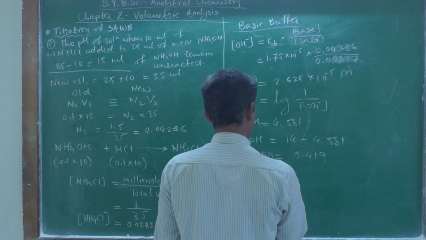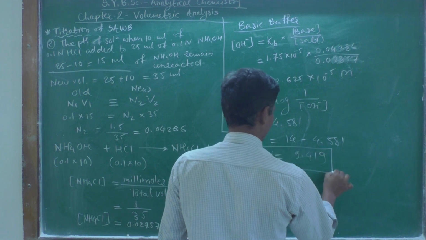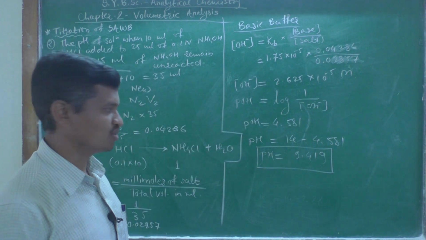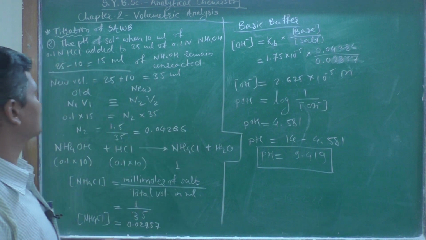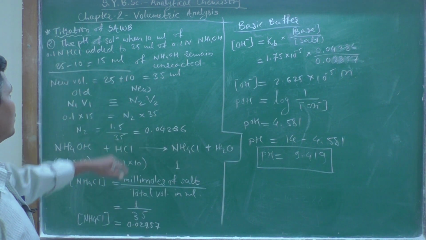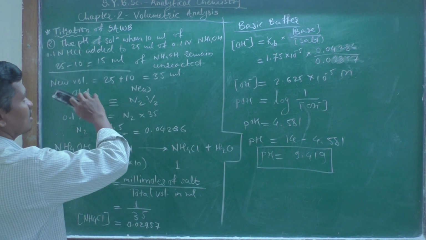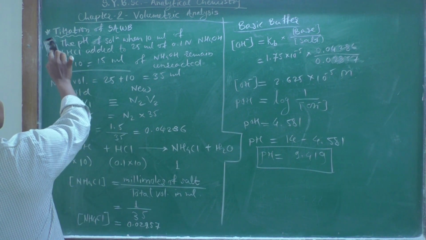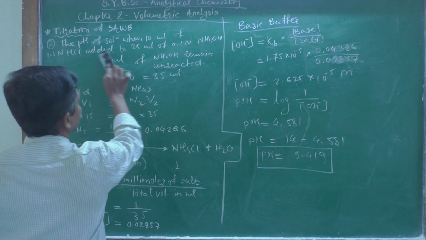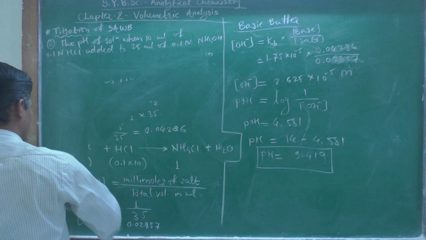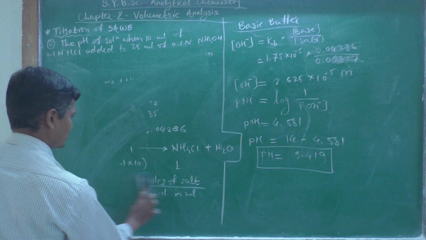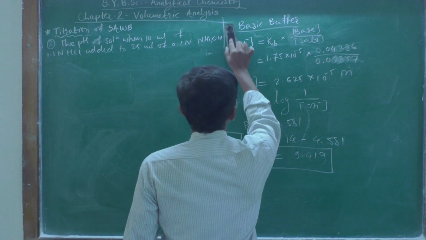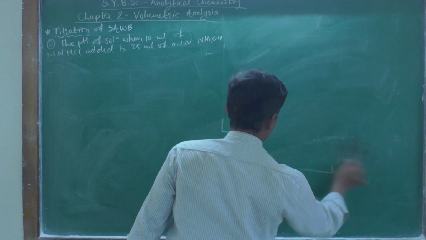So this is the pH of the solution in the conical flask when we are adding 10 ml of the HCl from the burette. Okay, so this is the second calculation, when we are adding 10 ml of the HCl to the 25 ml of ammonium hydroxide. Now we have to calculate the third pH calculation, and it is nothing but the pH of the solution at the equivalence point of the titration.